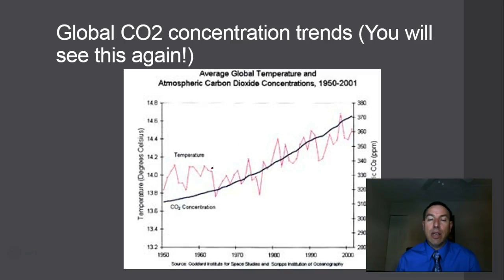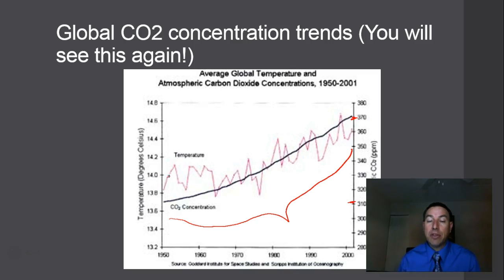Now, as we go on, we're going to see this graph a lot, and you need to make sure that you understand this graph. It shows the general CO2 concentration on the globe increasing since the 1950s. And this is when fossil fuel use really came into the forefront, when we really started burning all kinds of petroleum and oil and gasoline. So it shows a general increase of CO2 from 310 all the way up to about 370 parts per million in the atmosphere. And this is the measurement at Mauna Loa, Hawaii.